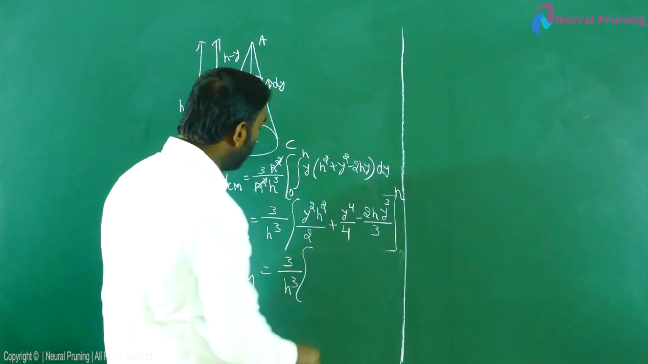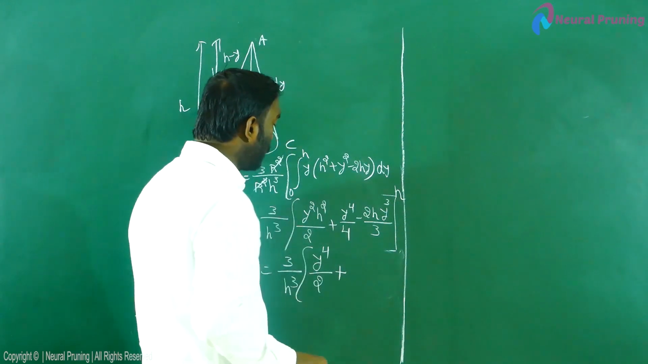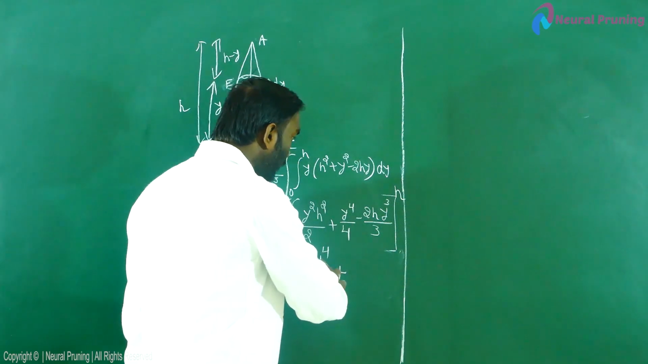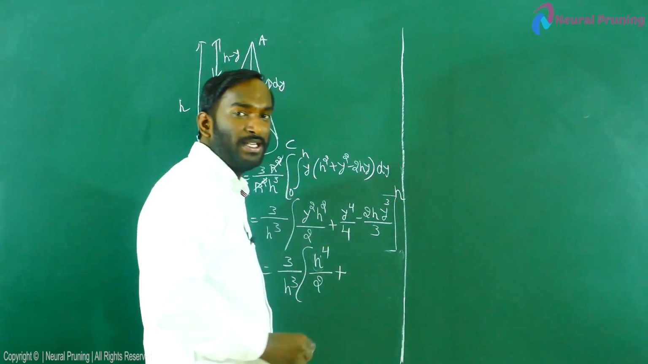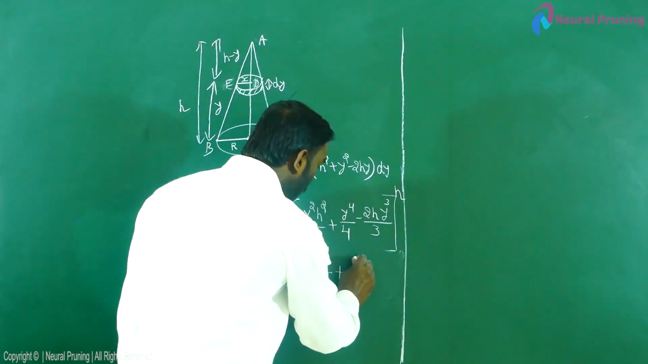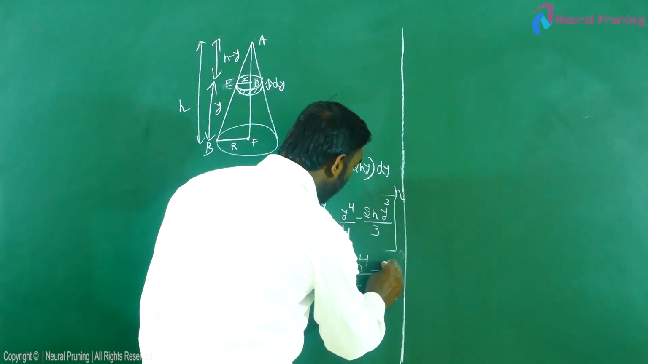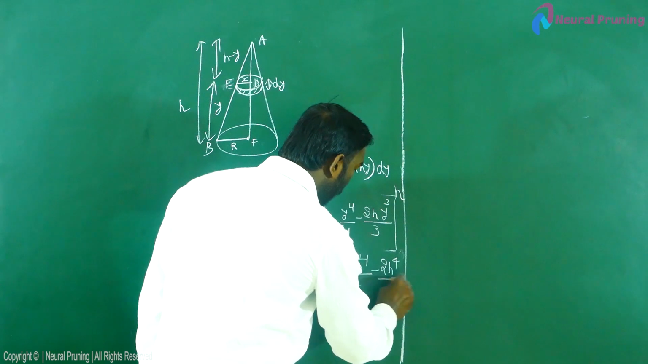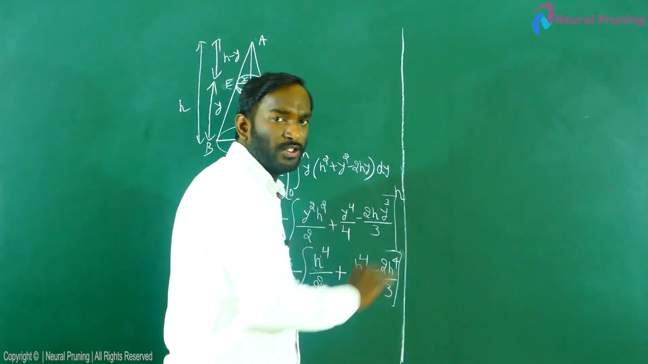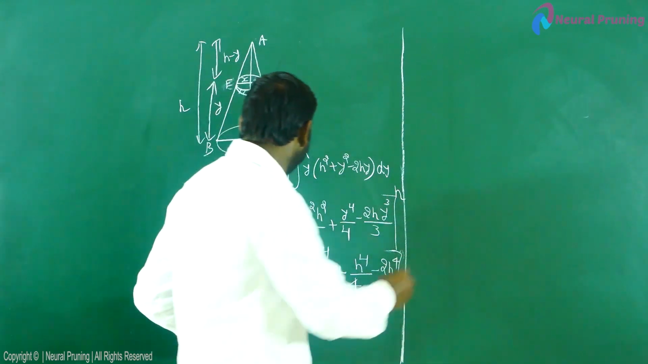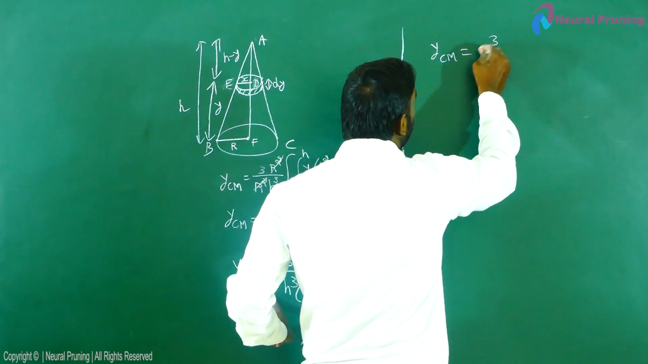So YCM is equal to 3 by H cube. Substitute the upper limit, Y to the power 4 by 2 plus, here Y is what? H. So instead of Y, I'll write the upper limit, H to the power 4 by 2 plus H to the power 4 by 4 minus 2H to the power 4 by 3. Minus lower limit is 0, so everything will be 0. YCM is equal to 3 by H cube.